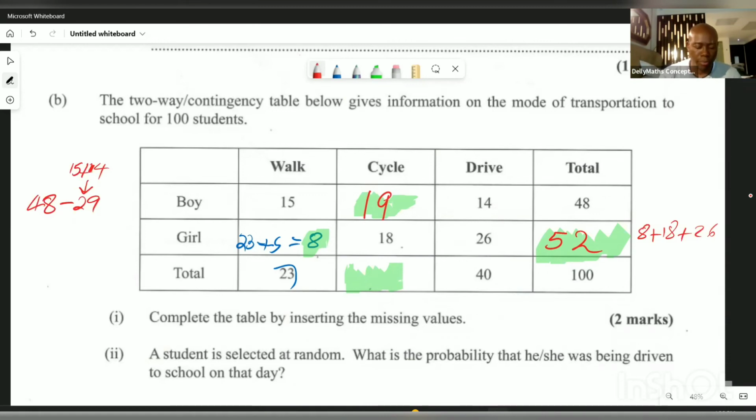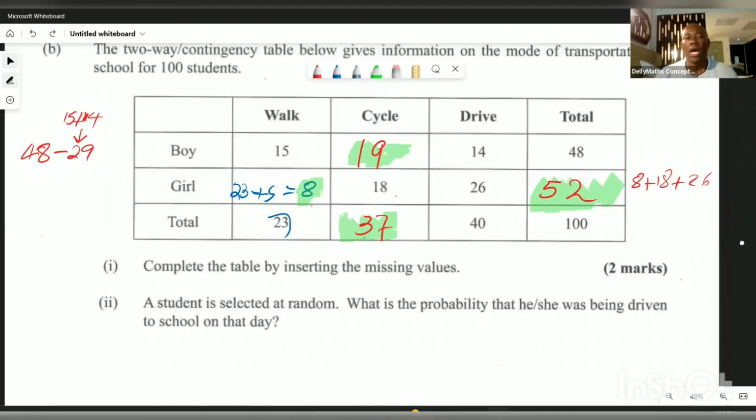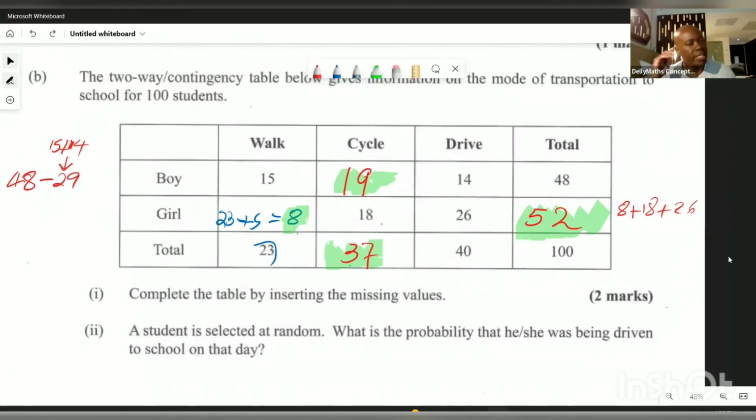Then now adding up 19 plus 18 would have given us 37 if we are finding the total coming down for that column there. So basically what we're doing is going through, picking and working out, and those are the values that we expected to have in the column. All right, now that the table is completed, we got our 2 marks here.